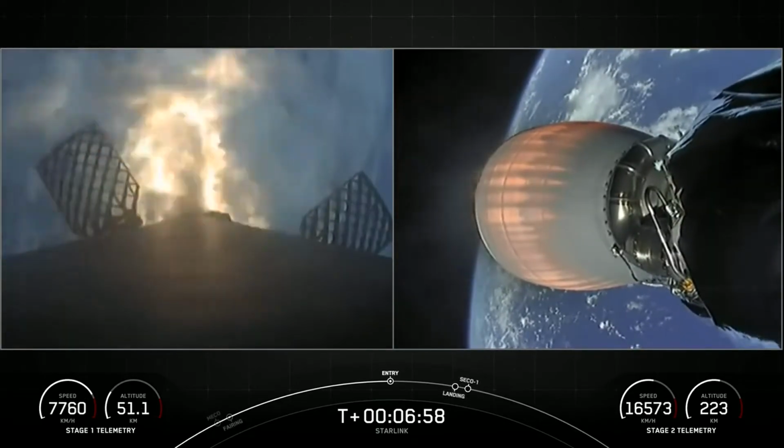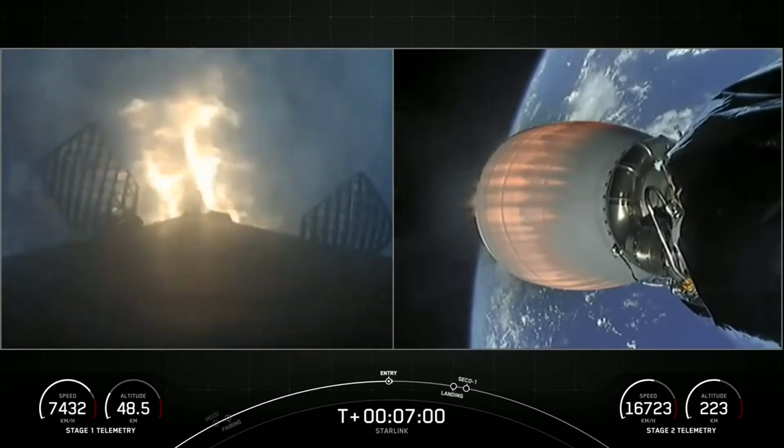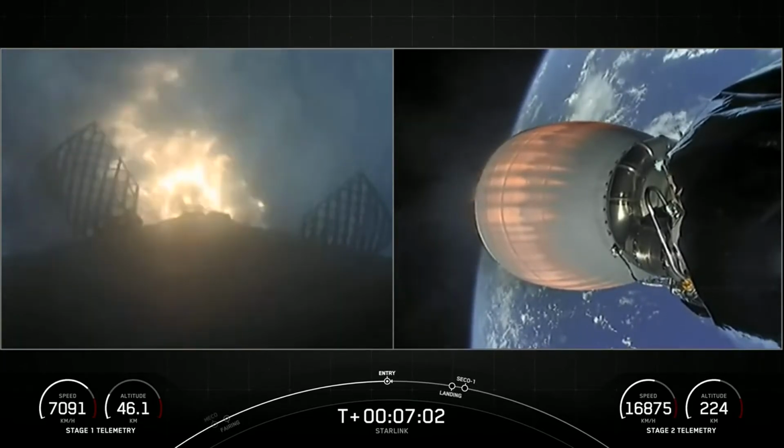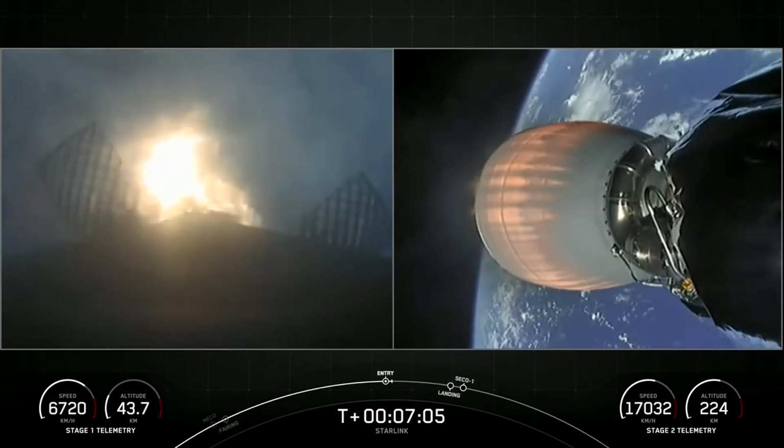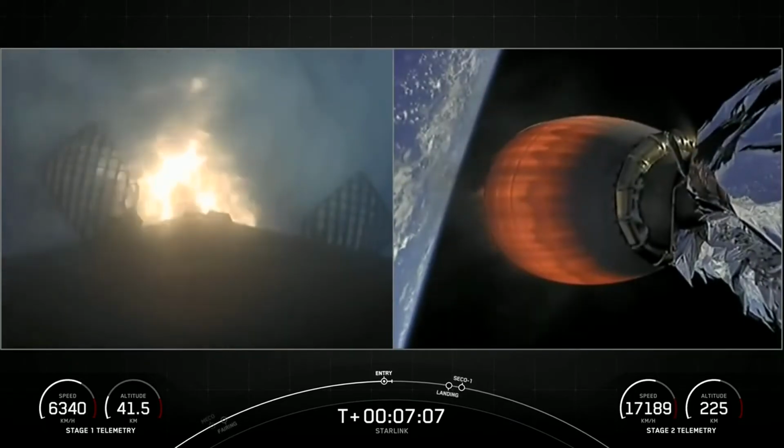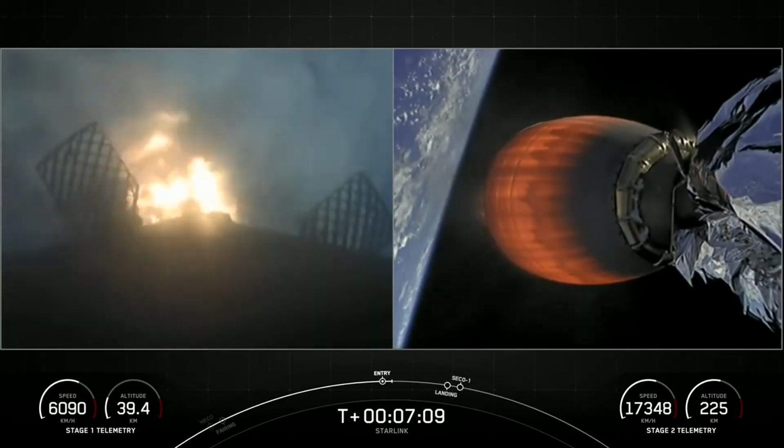And with that call out and visual confirmation on your left-hand screen, the entry burn has begun on the first stage. This should last just about 20 seconds long, 20 to 30 seconds long.